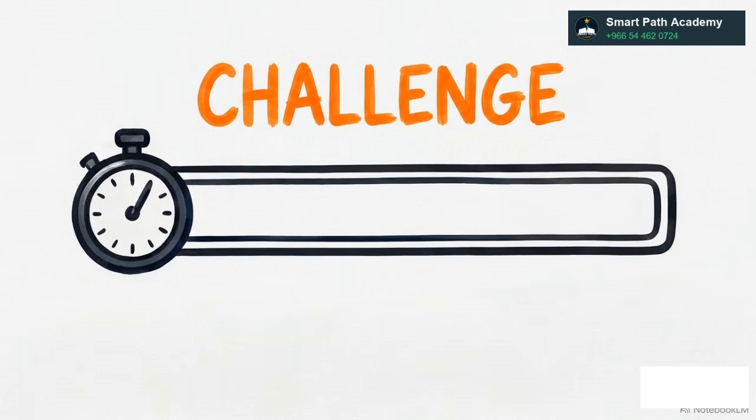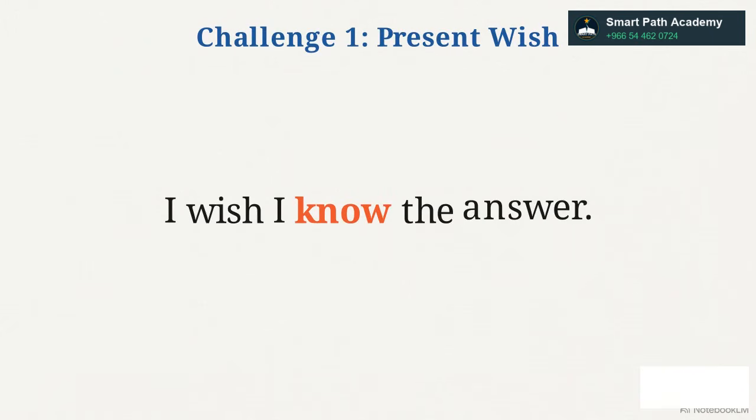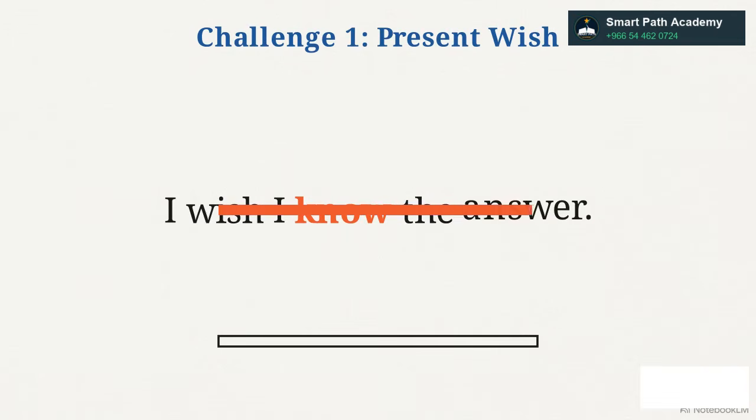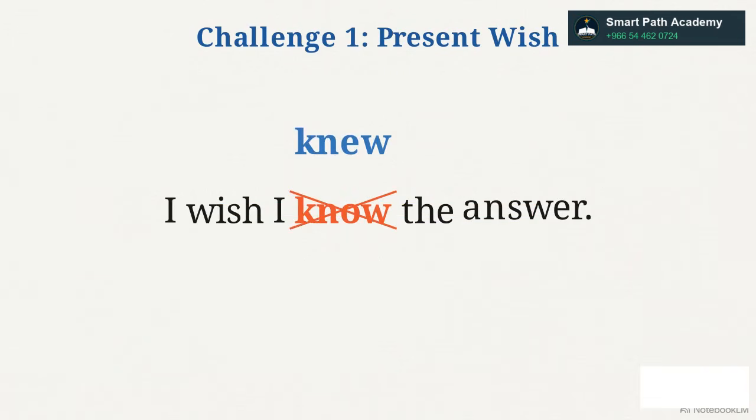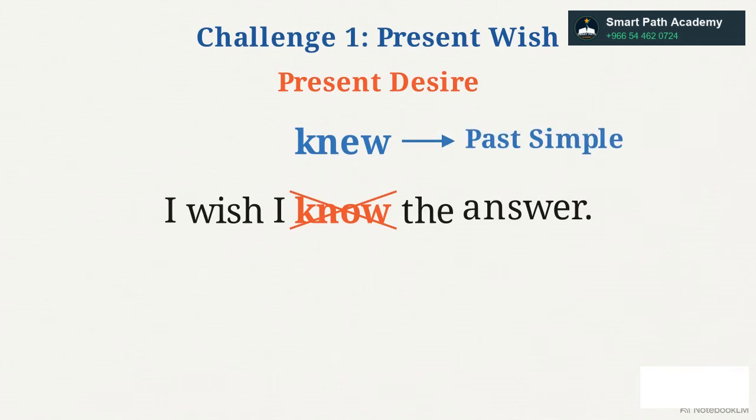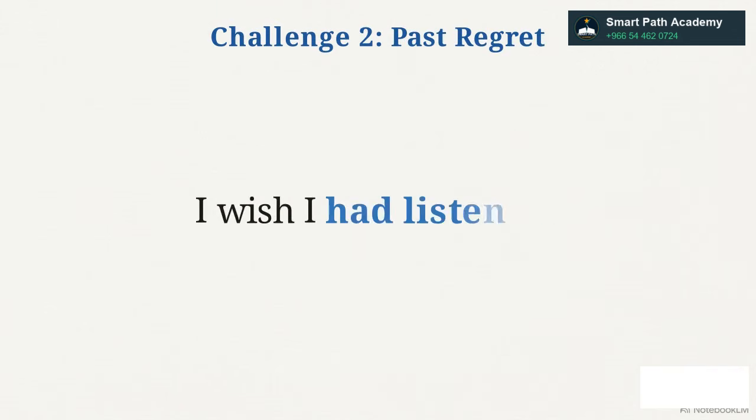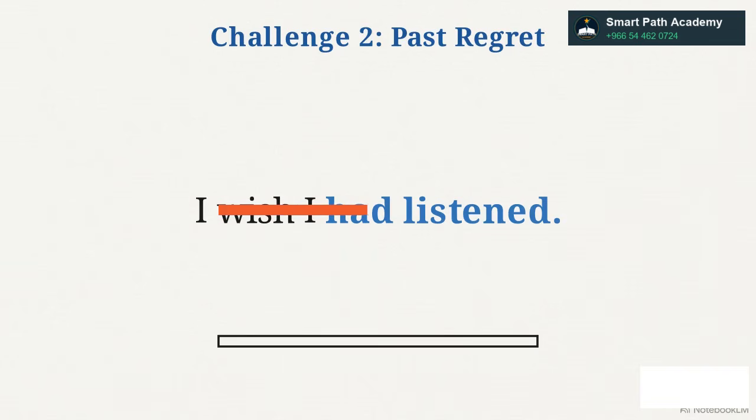Let's test your grasp of these rules. Try to answer the next 3 questions before the timer bar finishes. Number 1. Fix this sentence. "I wish I know the answer." The correct sentence is, "I wish I knew the answer." Because you want the answer right now, it is a present desire. The present tense verb know must shift to the past tense knew.